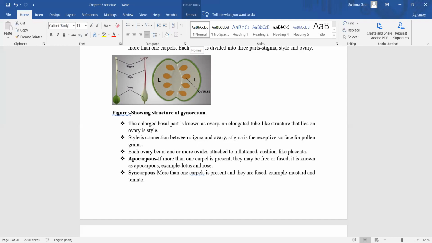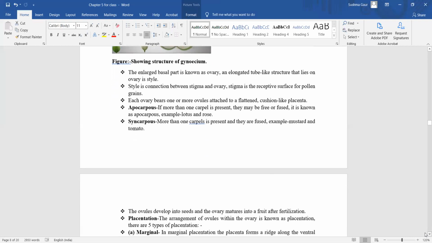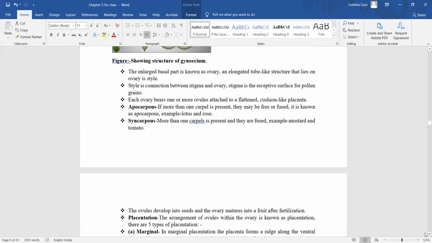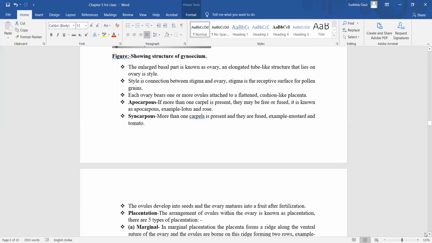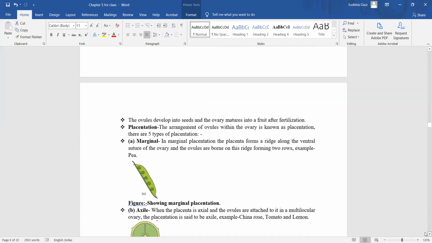Okay, so there may be two conditions, apocarpous and syncarpous. In apocarpous, more than one carpel may be present, but they are free. And in syncarpous, more than one carpel may be present, sorry, not ovary, and they remain fused to each other. Examples are mustard and tomato.